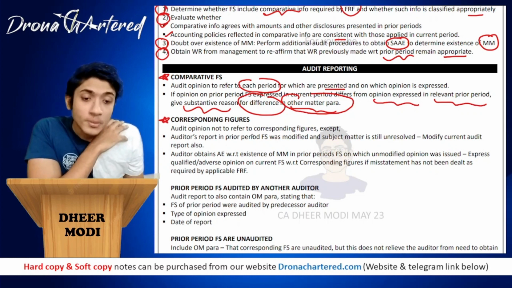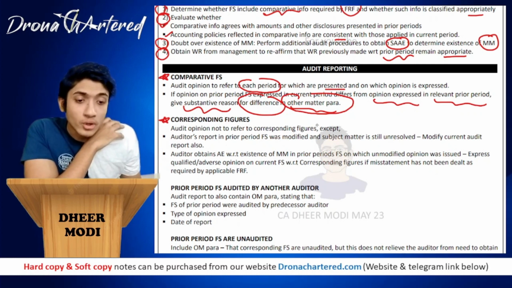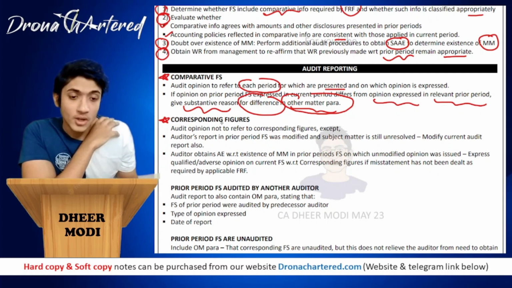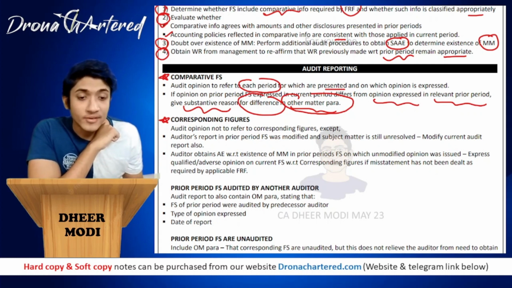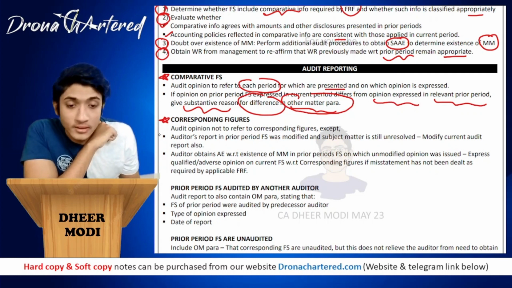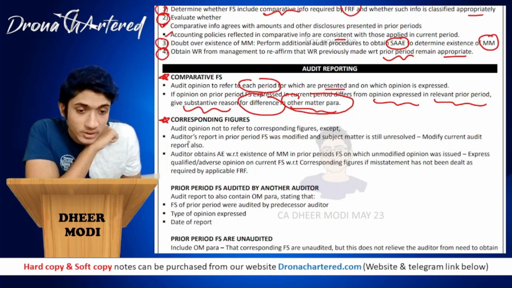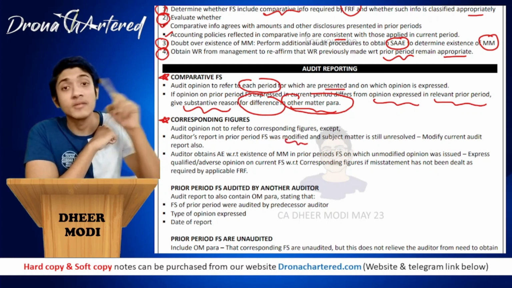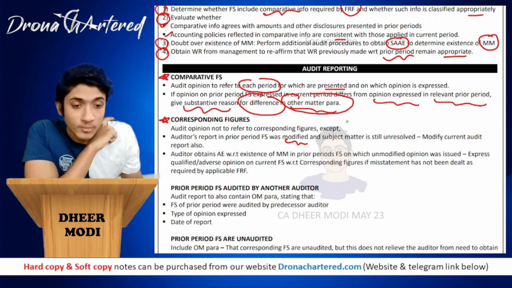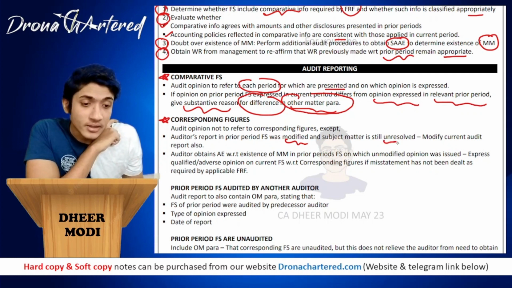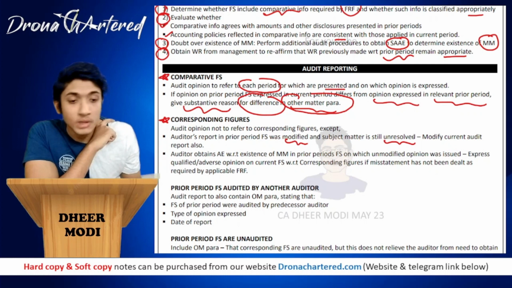The audit opinion will not be referring to the corresponding figures, except in these cases, where your audit opinion will be dependent on them. That is, when the auditor's report in the prior period financial statements was modified, and the subject matter is still unresolved, that is, it has not been corrected.